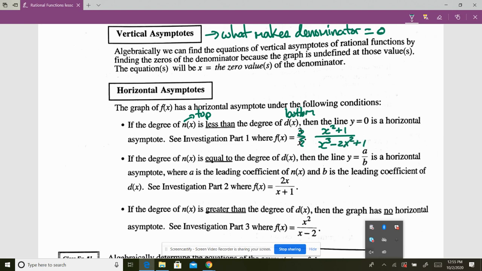All right, so there's our function. X squared plus 1 over x cubed minus 2x squared plus 1. What is the degree of the numerator, the top? 2. Remember, degree is the highest exponent. Okay, so the top has a degree of 2. Bottom has a degree of 3. Since the bottom is higher than the top, the horizontal asymptote is y is equal to 0.